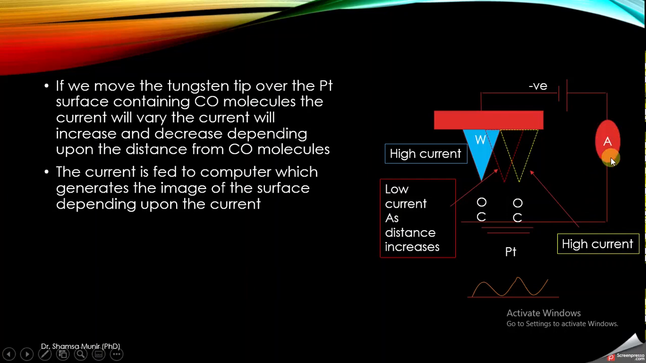This current coming on the emitter is fed into the computer, and the computer creates an image of the surface based on the intensity of current. So you see an image like this. For example, here you see the maximum current because the tip is closer to the molecule. Again it moves away, then you see a decrease in current and then an increase in current, and it's like this. So on the surface you create an image of the atoms or the molecules on this platinum surface. That's how the scanning tunneling microscope probes the surface and records the image of the atoms on the surface.